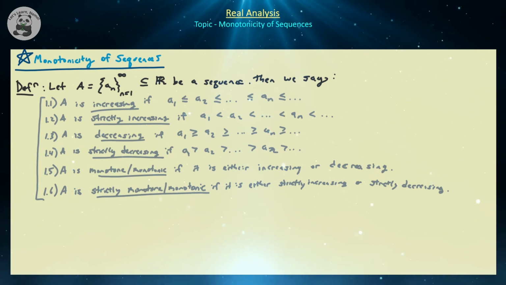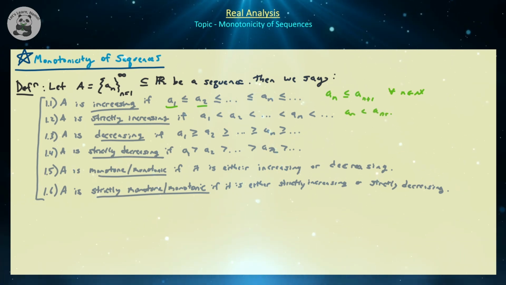So we're going to be saying that a sequence is increasing if the first term is less than or equal to the second term, is less than or equal to the third term, is less than or equal to the nth term, and so on. Generally speaking, an is less than or equal to an plus 1 for all n in its domain. And we say that the sequence is strictly increasing if an is strictly less than an plus 1, again for all natural numbers in its domain.